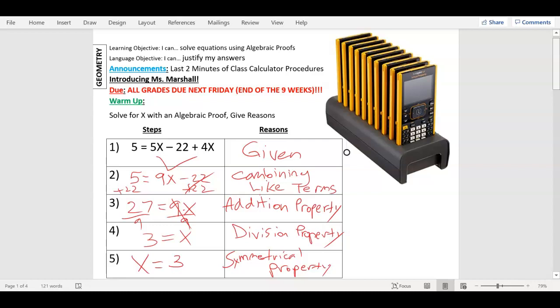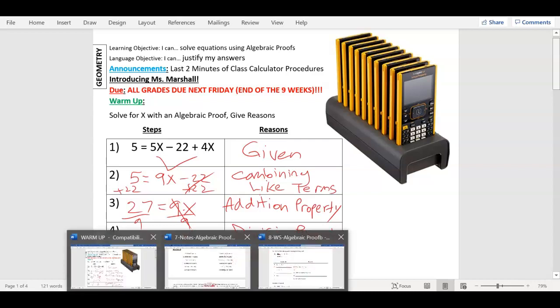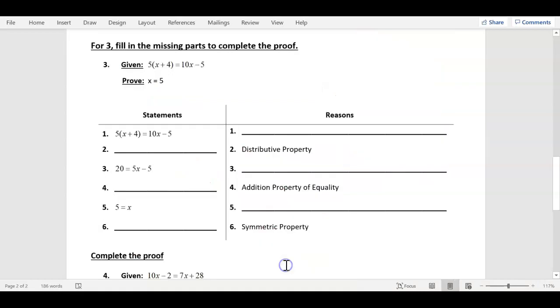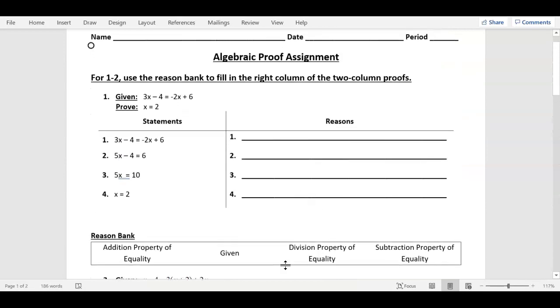Now, just like the warm-up, just like yesterday's notes, your assignment is going over those proofs. Number 1 and 2 is kind of like the first 1 and 2 on the notes yesterday. You're just filling in the reasons. So let me show you on the screen up here. Number one, you're just giving me one of these 4 reasons in the reason bank. Does everyone see where I'm pointing right here? Let me be clear. Is everyone listening? You may not use all of these, and you may use some of these more than once.